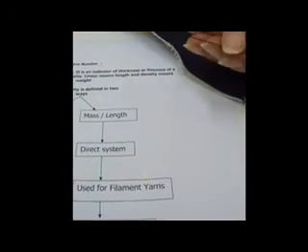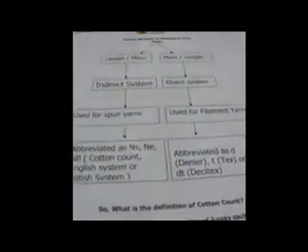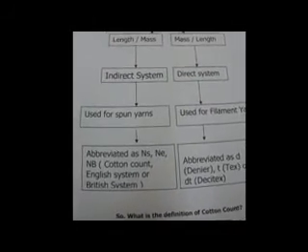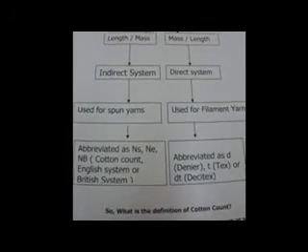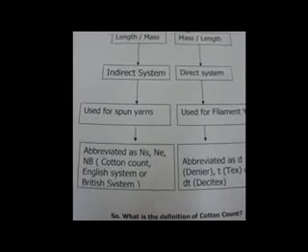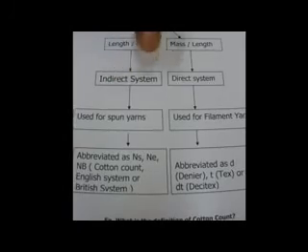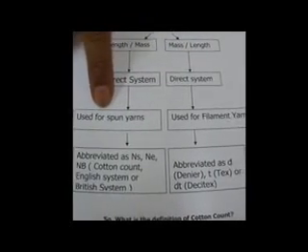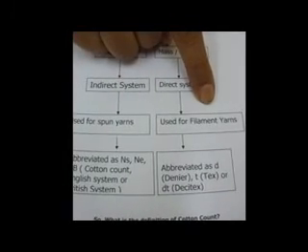This is generally measured in terms of linear density. Linear density means, linear means length, density means weight. It is defined in two ways: length per unit mass and mass per unit length. Length per unit mass is your indirect system, and this system is generally used for spun yarns. Direct system is generally used for filament yarns.